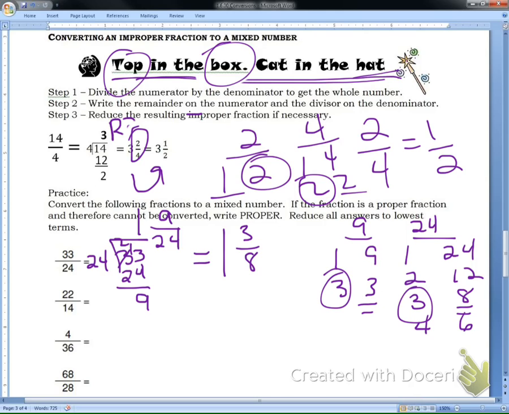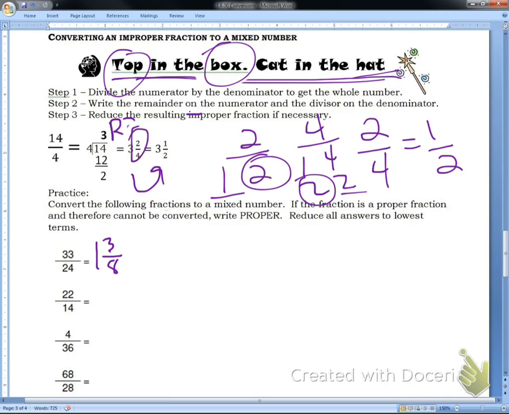I'm going to have to do some erasing so that I can do the next problem, but I'll write in the 1 and 3/8 for you. Alright, the next one, 22 over 14. Is it improper? That is definitely a question you need to ask yourself before you start trying to convert anything to a mixed number, because proper fractions cannot change to a mixed number. It is top-heavy, so I need to put the top in the box.